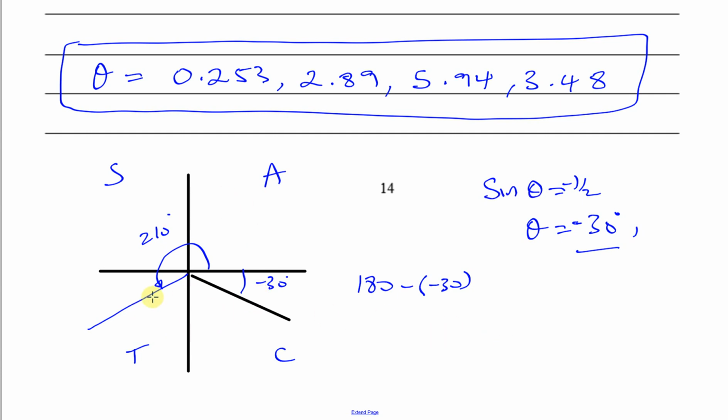To get to the other angle here, you take 360 more than minus 30, which will give you 330, and then 360 more than that, and then 360 more than that. And if you're going to go backwards, you're going to have 360 less than minus 30, and 360 less than 210, so 210 minus 360. So that's how you deal with the sine.